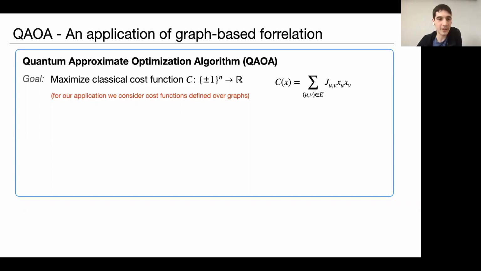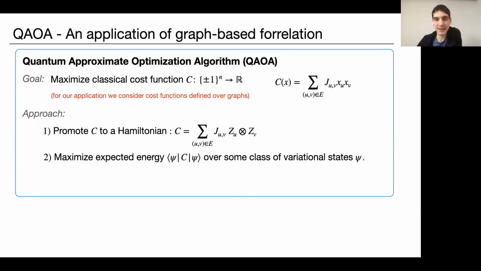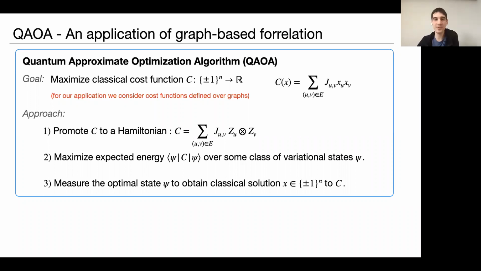And then QAOA works in the following way. First, you promote your cost function to a Hamiltonian. And then you maximize the energy of that Hamiltonian with respect to some class of variational states. And this is, in some sense, the whole name of the game. The richer your class of variational states, the more accurate your estimation will be of the maximum. And then finally, if you have a quantum computer, you take the state that you obtained in the second step, you prepare it on a quantum computer, you measure it in the classical basis, and you obtain some solution, and you output that solution as the solution to C.